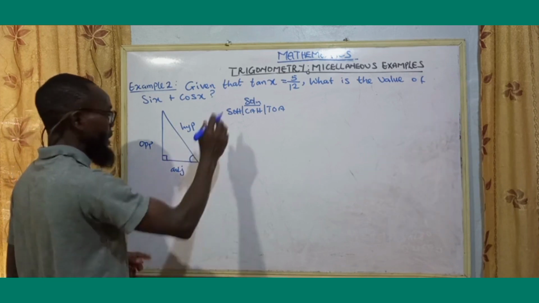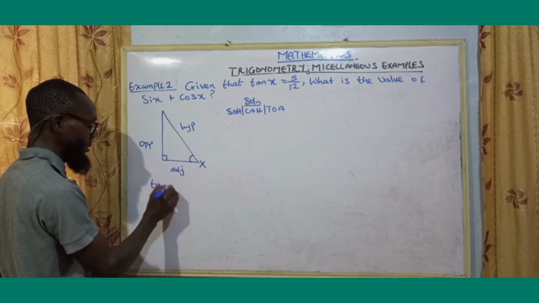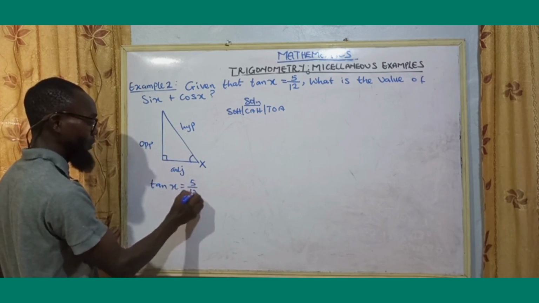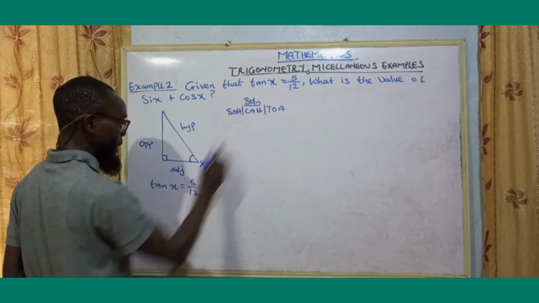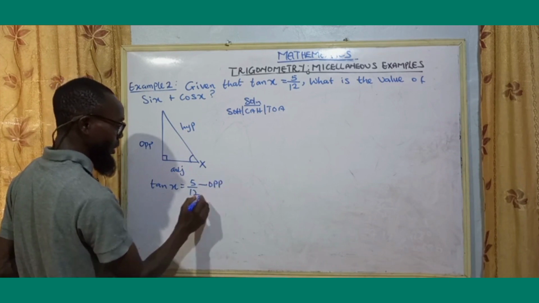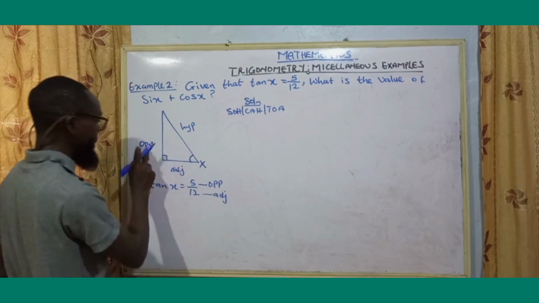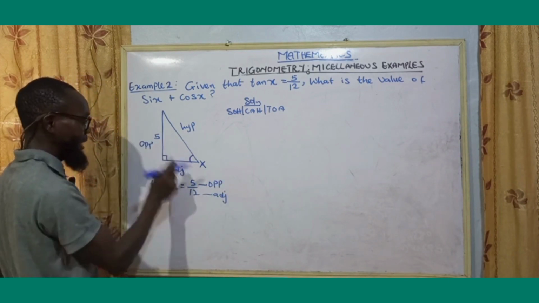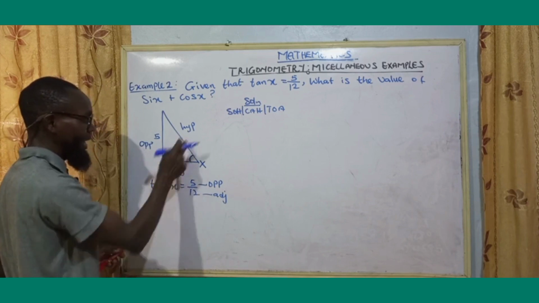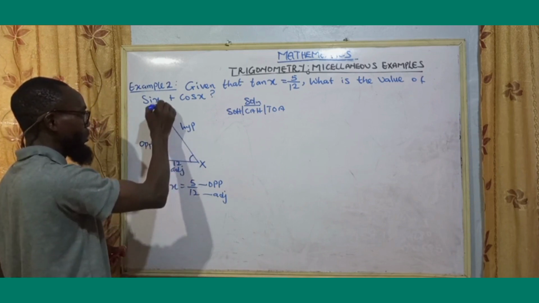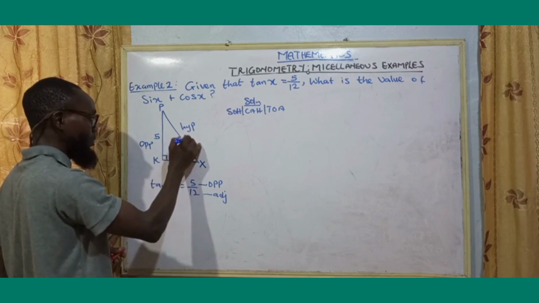Fine. Now we have tan x to be equal to 5 over 12. Tan is opposite over adjacent, so this is opposite, while this one is adjacent. So my opposite here is 5, adjacent here is 12. So I can get my hypotenuse. Let me call this one P and K. So this is a small letter K.